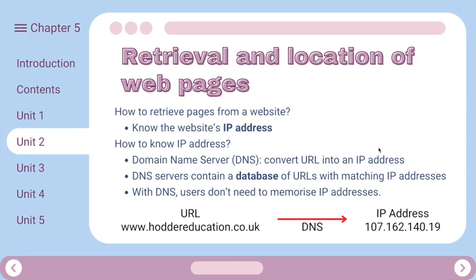For example, convert the URL www.harderdeducation.co.uk into the IP address 107.162.140.19. DNS servers contain a database of URLs with the matching IP addresses. Therefore, with DNS, users and computers don't need to memorize IP addresses.